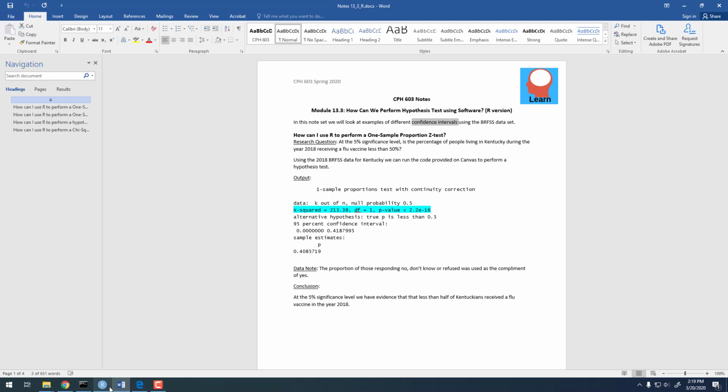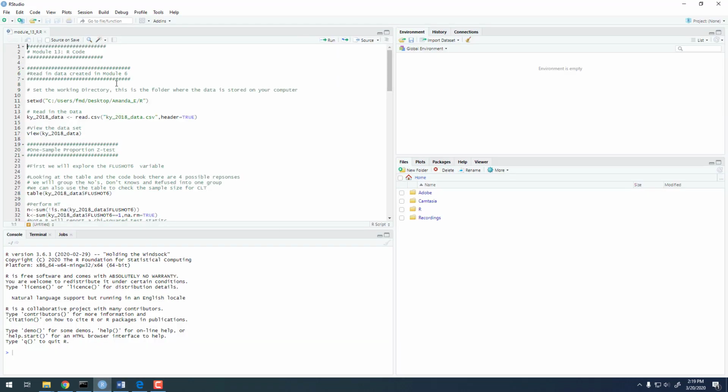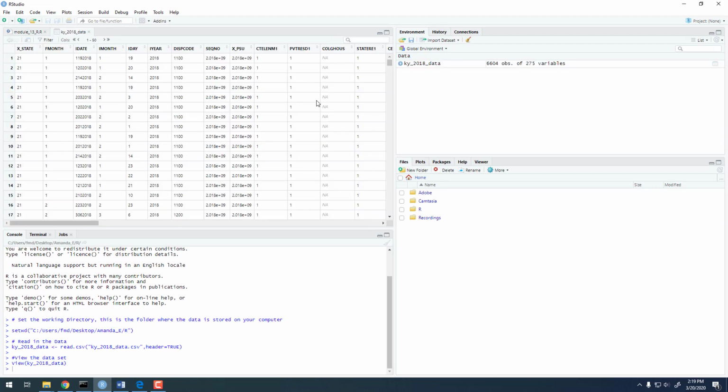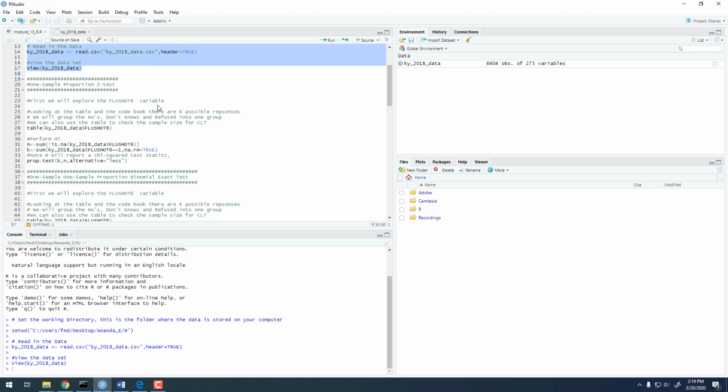All right, going to RStudio. What we've got here is our Module 13 R code. As always, the very first thing that I'm going to need to do is read in my data set. So here's the code to do that. And my data set has been read in. All right, so we're going to look at how to perform that one sample proportion z-test. And what you're going to find is this is very similar to when you calculated the confidence interval for a single proportion in Module 12.